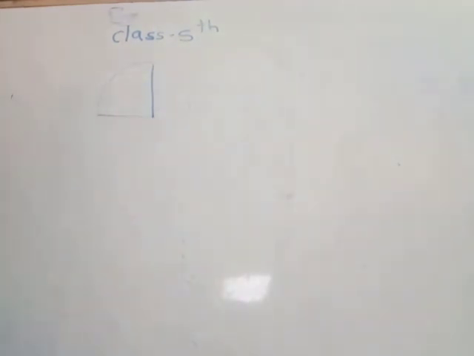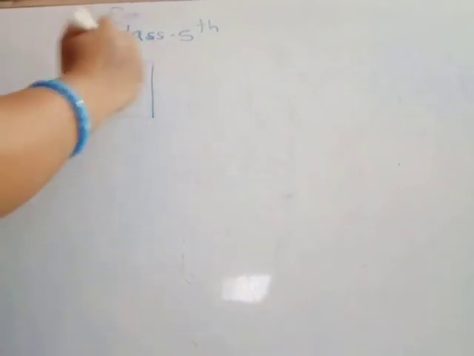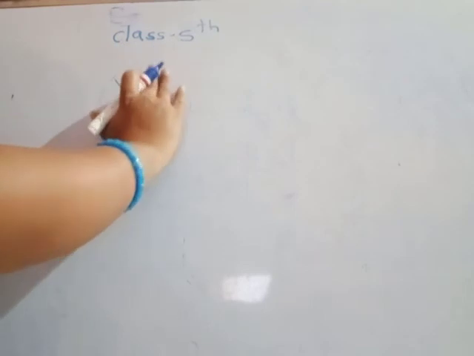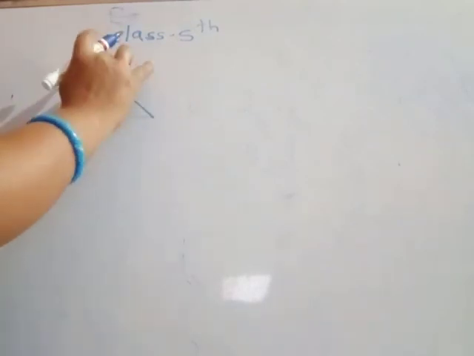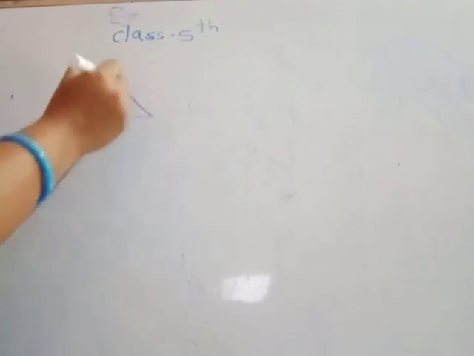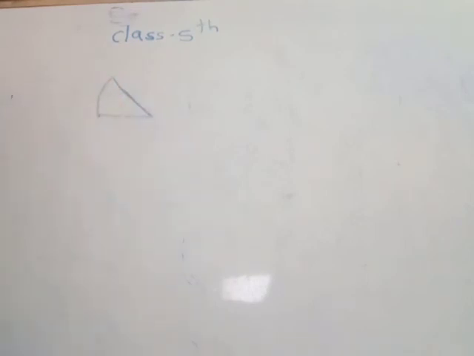Then fold it once more. Again fold this quarter of the circle. Then open the paper and you will see these lines. Now mark 0 degree, 45 degree, 90 degree, 180 degree as shown.